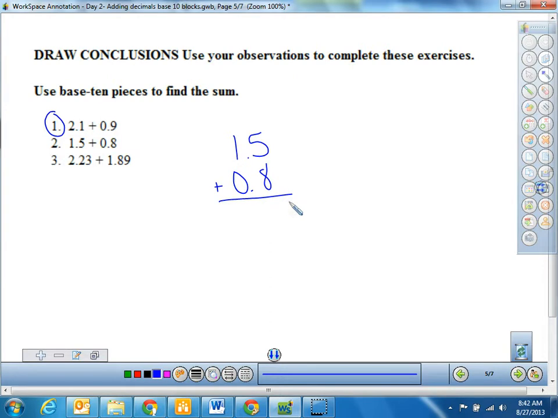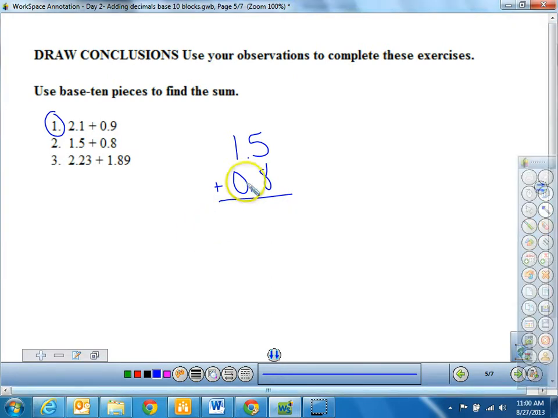When we add decimals here, the key is to remember to line up your decimal points. We want them right above each other, and to be very careful with keeping our columns nice and neat. Same goes for subtraction as well. We want to always line up the decimal. So other than that, we're going to add them like we've learned how to with whole numbers.